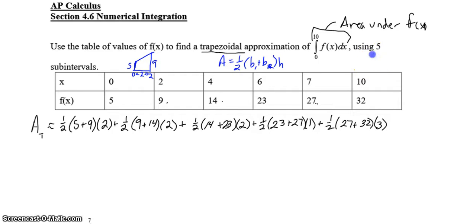Okay. Again, notice when we say 5 subintervals, there should be 5, 1, 2, 3, 4, 5 trapezoids. And so the approximation of that turns out to be 187.5. Again, calculation not too terribly concerned about.